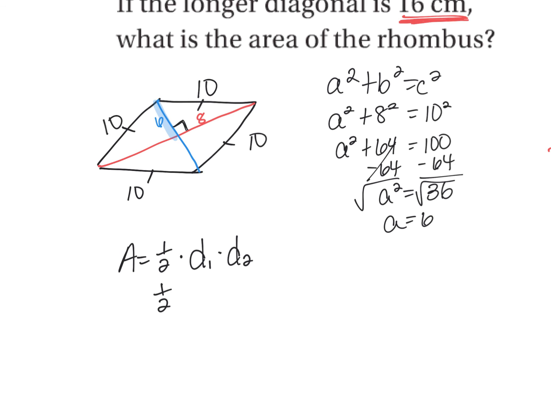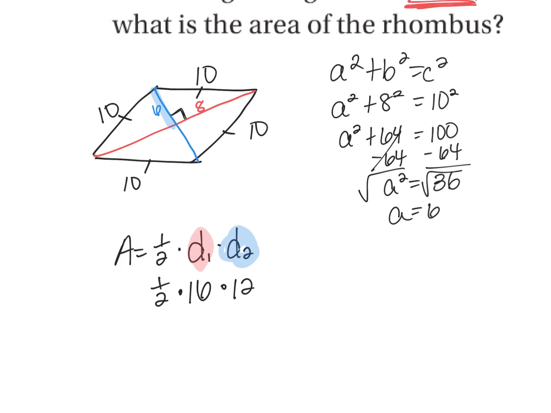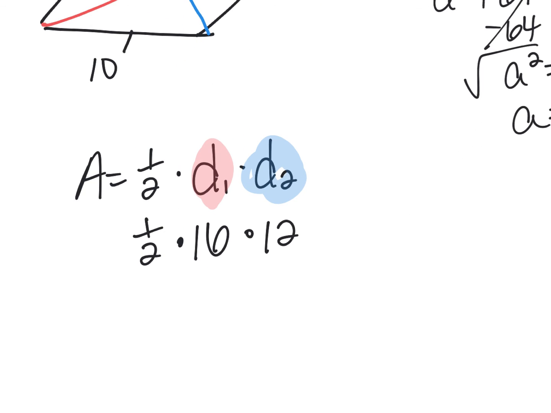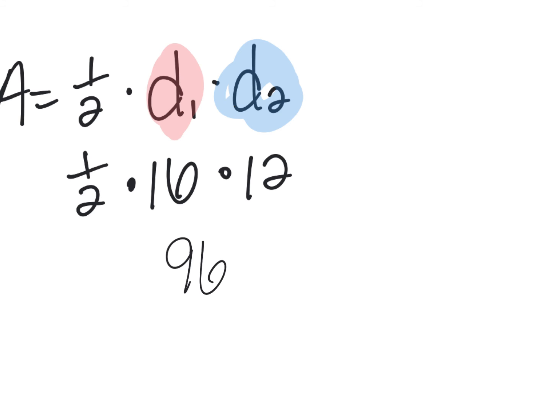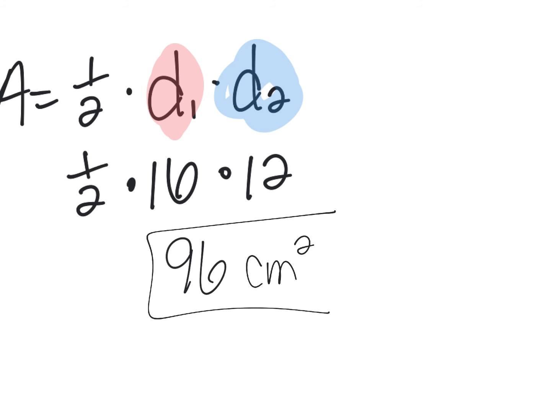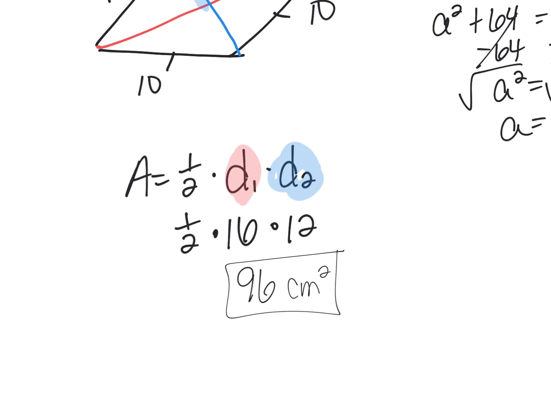Let's make d1 be the red diagonal. How much is that red diagonal? It is 16, right? 8 plus 8. And then I will make d2 be the blue diagonal. How much is that? That's 6 plus 6, so 12. Now when you do that math, you end up getting 96. And what is our label in this problem? Centimeters squared. Okay, so that is that problem.